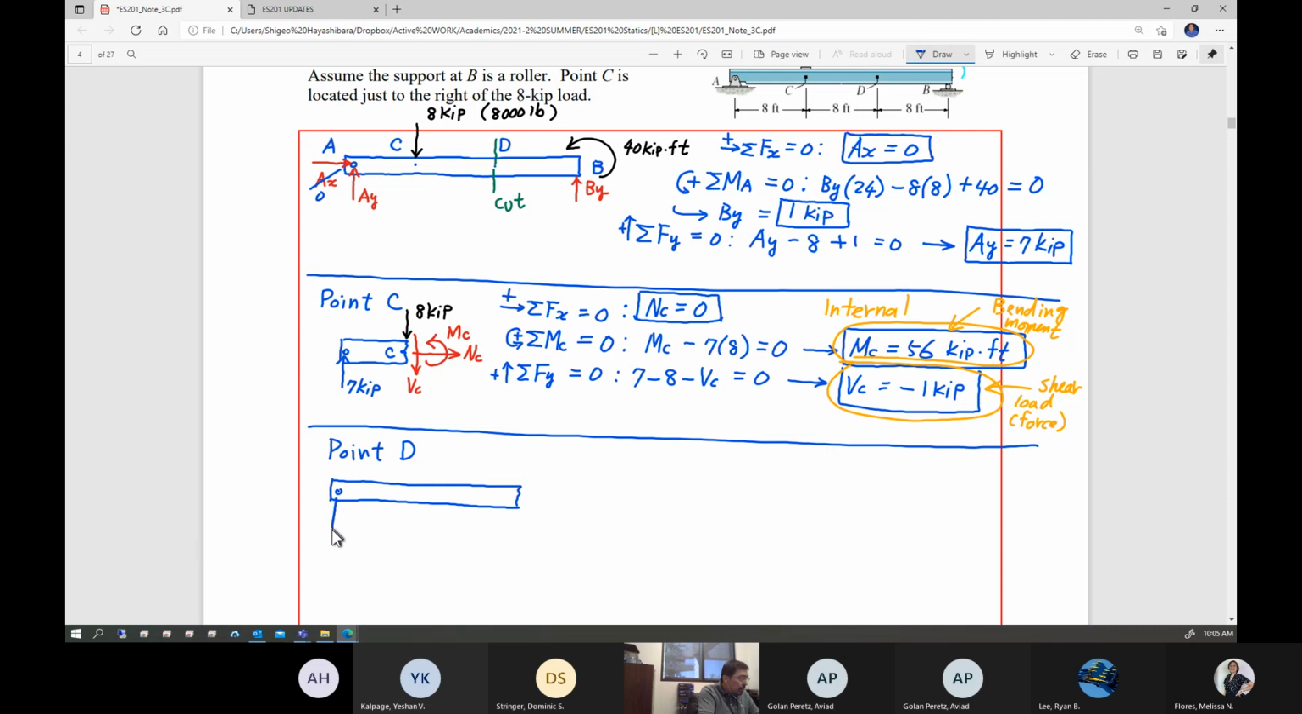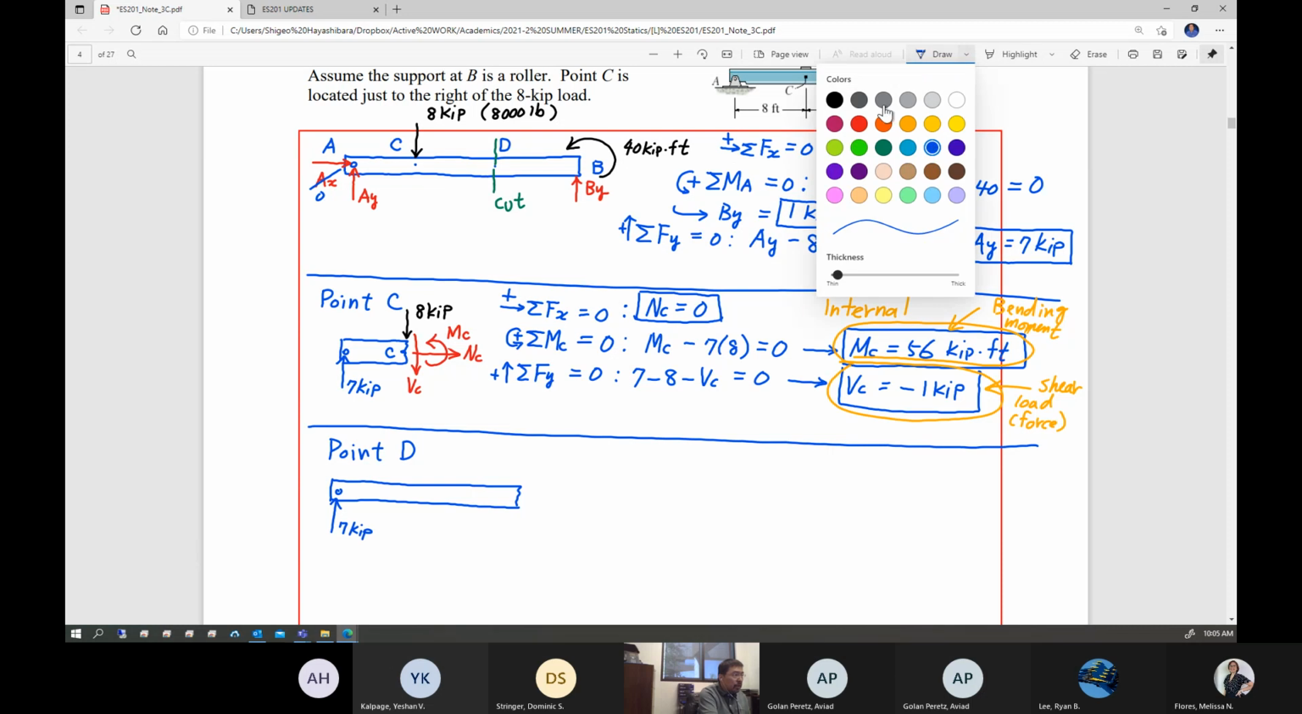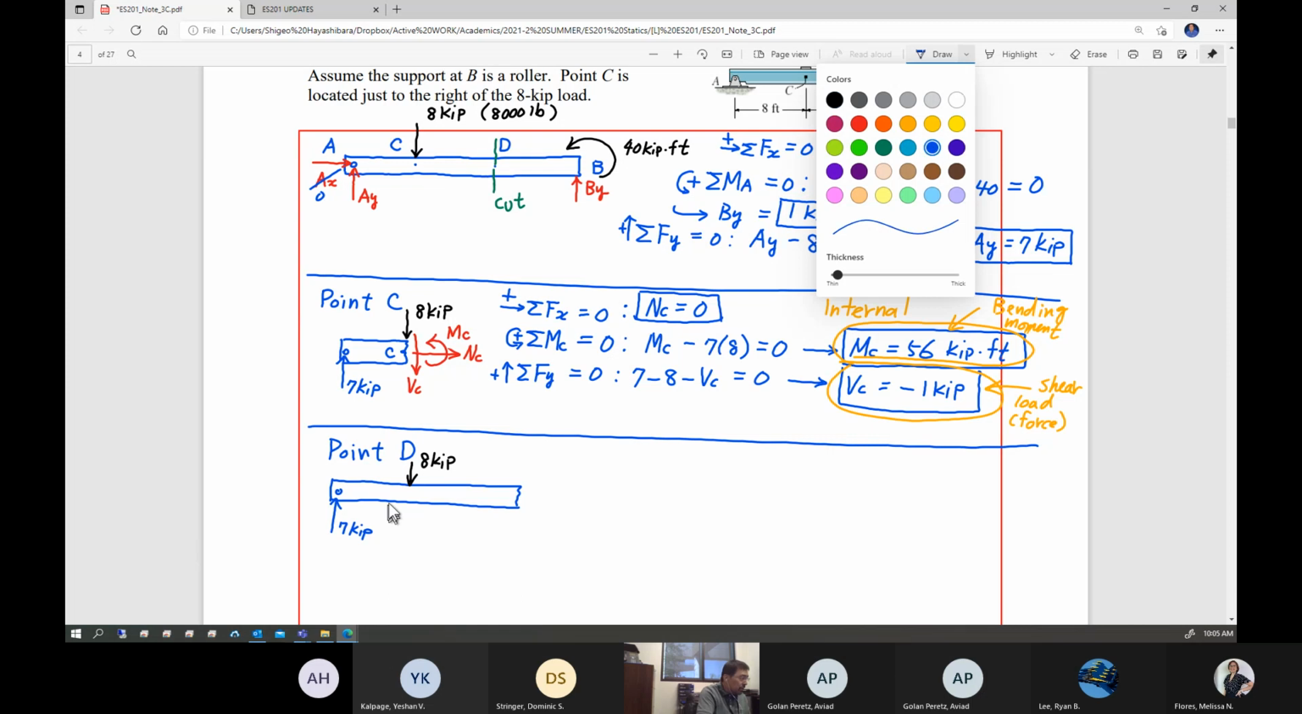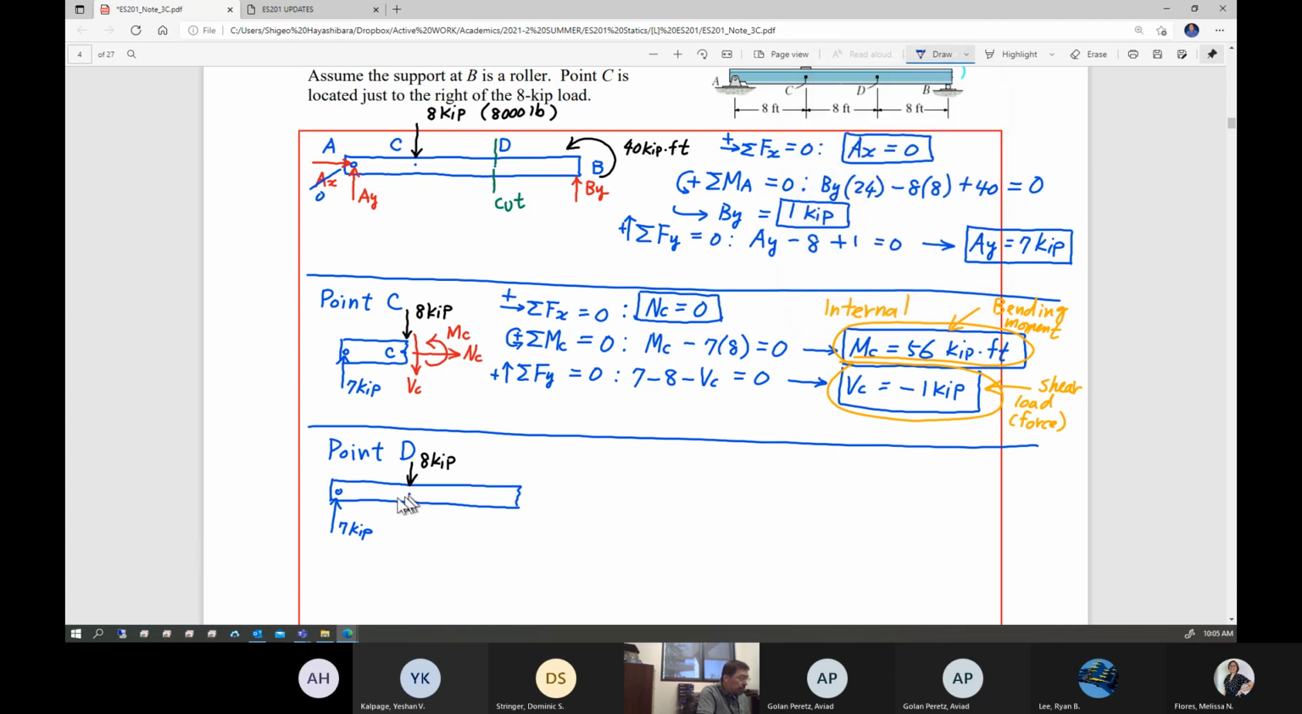So once again, this is reaction force AY, 7 kip. And don't forget, externally applied loading, 8 kip. Once again, at the location C. Now, location C is not cut this time. Location C is here.